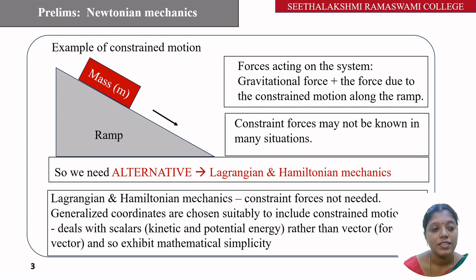In the past, Lagrangian and Hamiltonian mechanics were proposed as an alternative to Newtonian mechanics. What is the advantage of these two? We don't need to look after the constraint forces. The constraints are taken care of by the coordinates that are chosen for studying the Lagrangian and Hamiltonian dynamics. Also, Lagrangian and Hamiltonian dynamics are concerned with scalars rather than vectors. So mathematical simplicity is also there in Lagrangian and Hamiltonian mechanics.